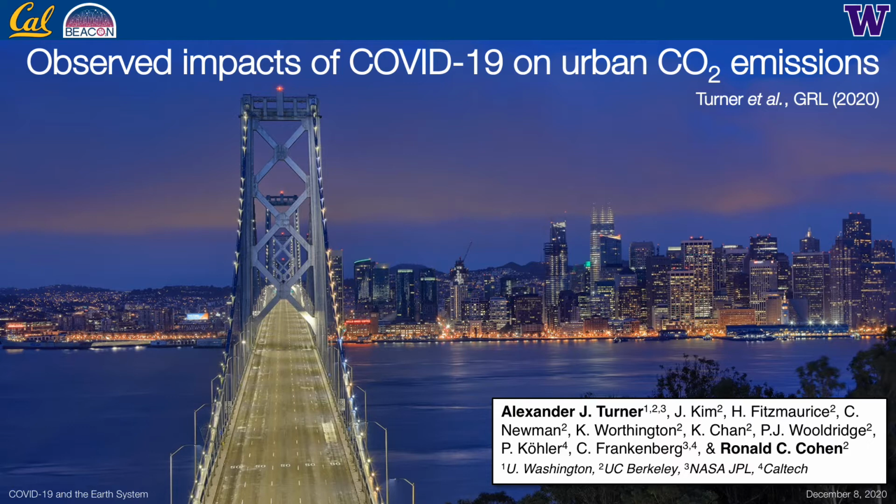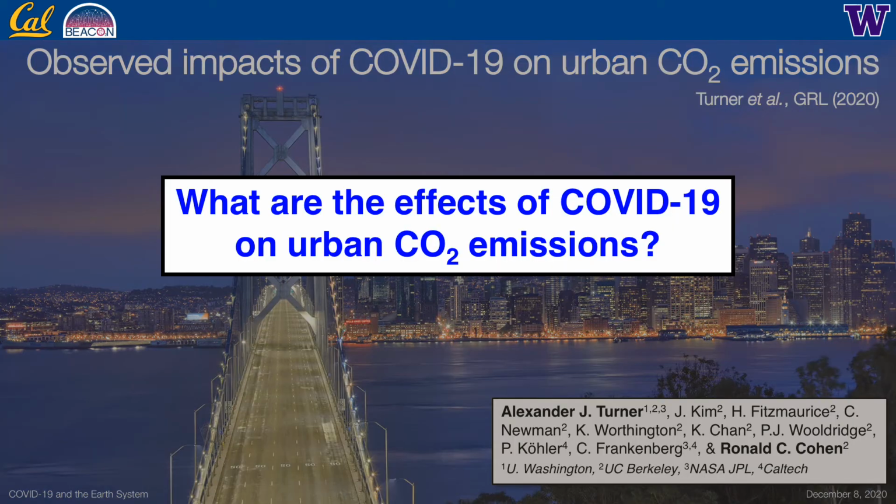this background image is the Bay Bridge in San Francisco. I find it striking because it's totally empty, like many of the roads were during the peak of the shelter-in-place orders. The question we aimed to address was, what are the effects of shelter-in-place orders due to COVID-19 on urban CO2 emissions?